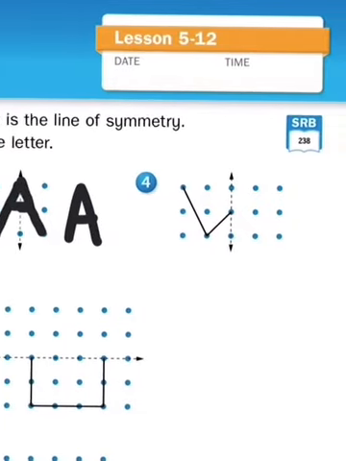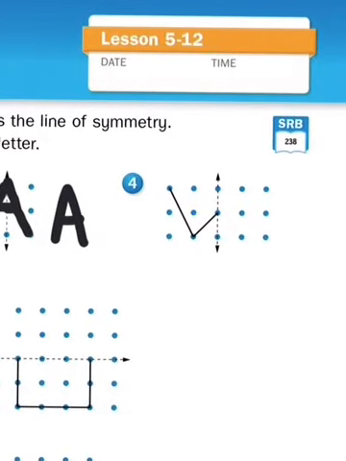Okay, moving over. This one, you should have created a W.